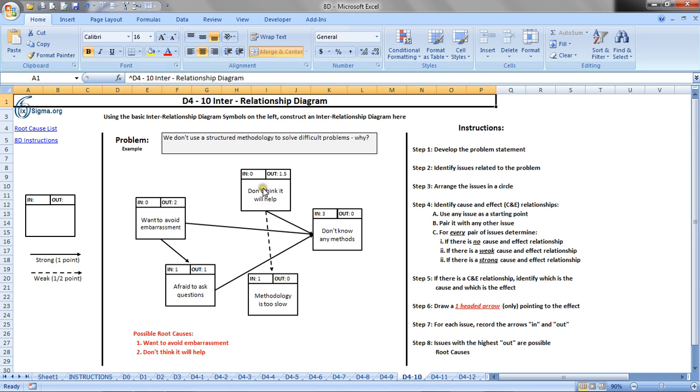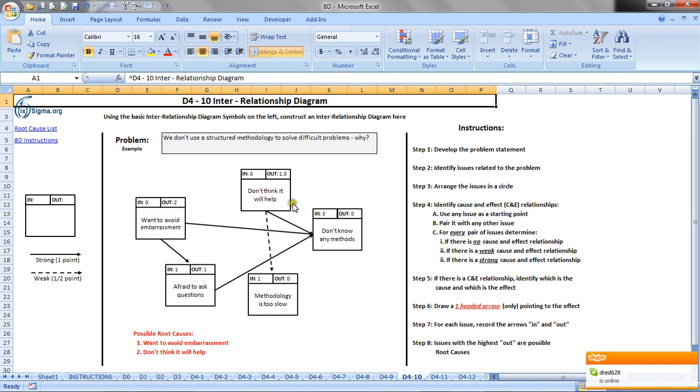So here are each of my issues. In this example, I'm going to use the problem: we don't use a structured methodology to solve difficult problems where I work. Why is that? Well, maybe one of the issues is we don't think it will help us. Maybe we don't know any methods. Perhaps a structured methodology is just too slow. Maybe we're afraid to ask questions because we're educated and smart people. Maybe we want to avoid embarrassment. So the order of these is not important. What is important is they're in sort of a circle.